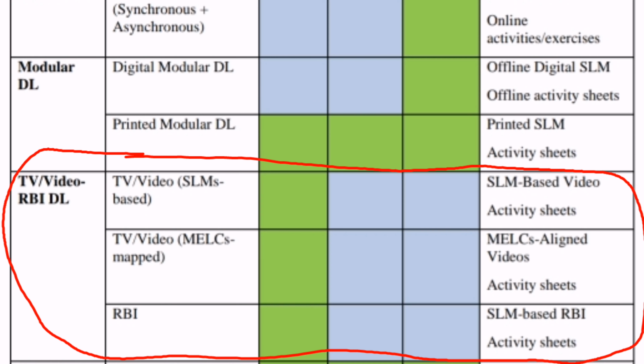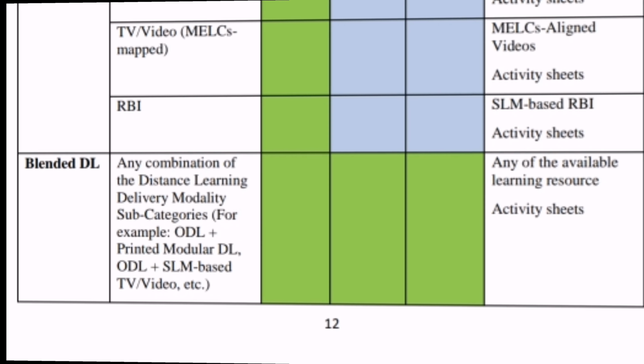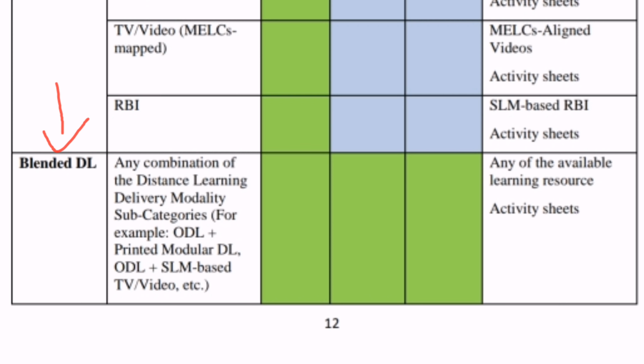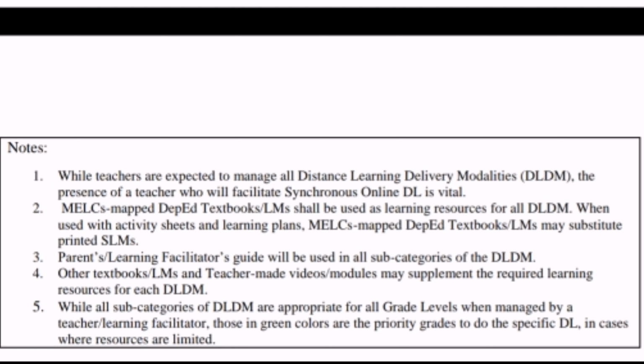For TV or video or radio-based instruction, the priority grades are kindergarten and grades 1 to 3. The learning resources needed in this learning are SLM-based video or radio and activity sheets. And for blended distance learning, in any combination of the distance learning delivery modalities, it is applicable to all grade levels. The learning resources required are any of the available learning resources or activity sheets. Here are the notes attached in this learning resource map.